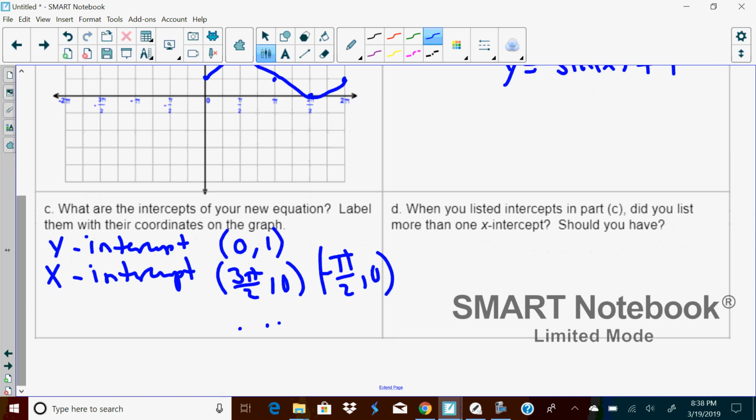And then D says, when you listed intercepts in part C, did you list more than 1? And the answer is yes. Should you have? And the answer is also yes.